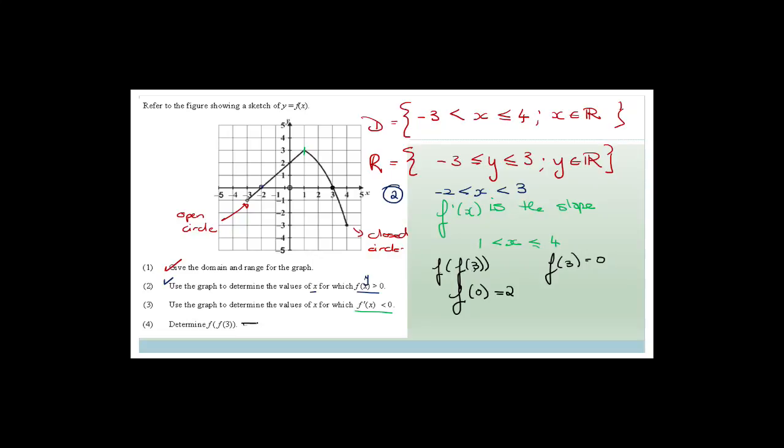It's a nice sneaky question here. They want you to find the y value when x equals 3, which is 0, and then make that the x value for the actual function. So it's f of 0, which equals 2.